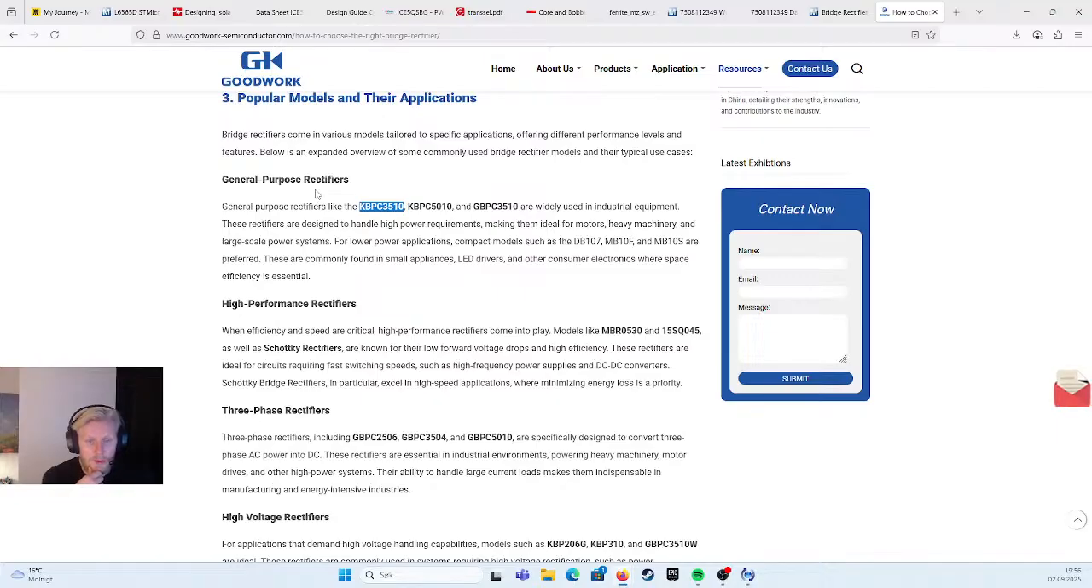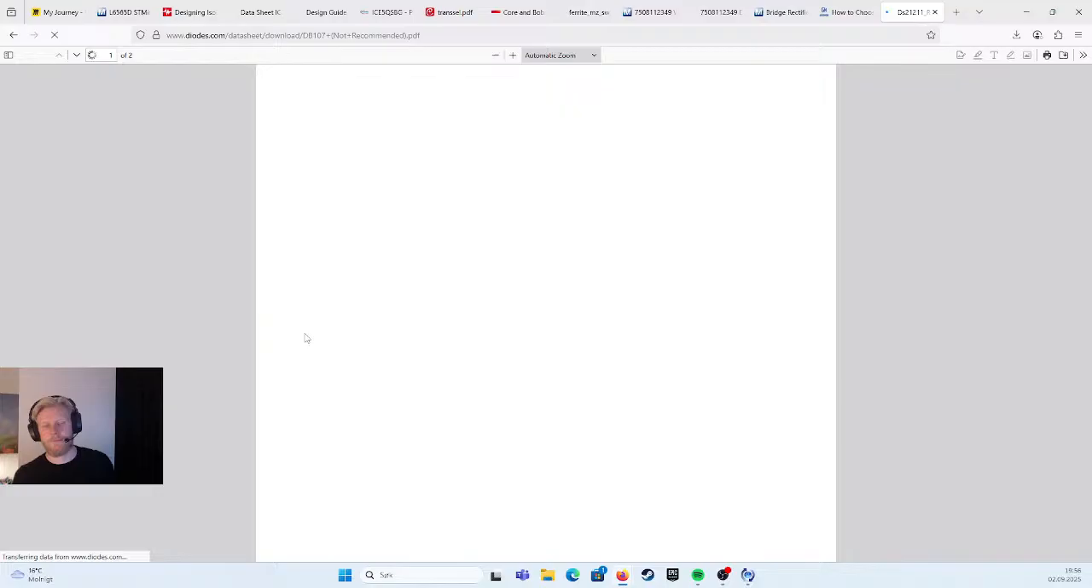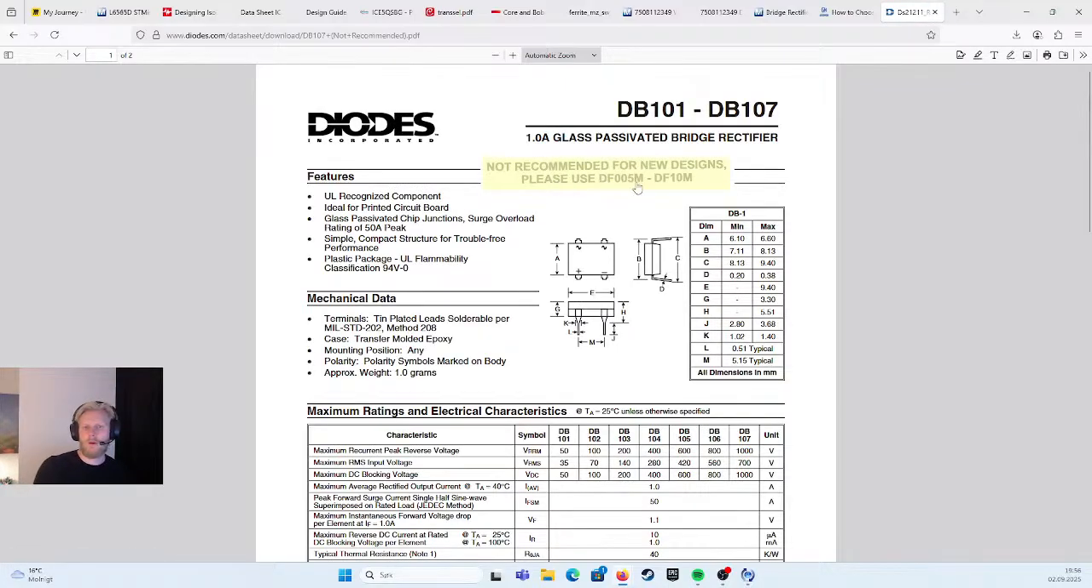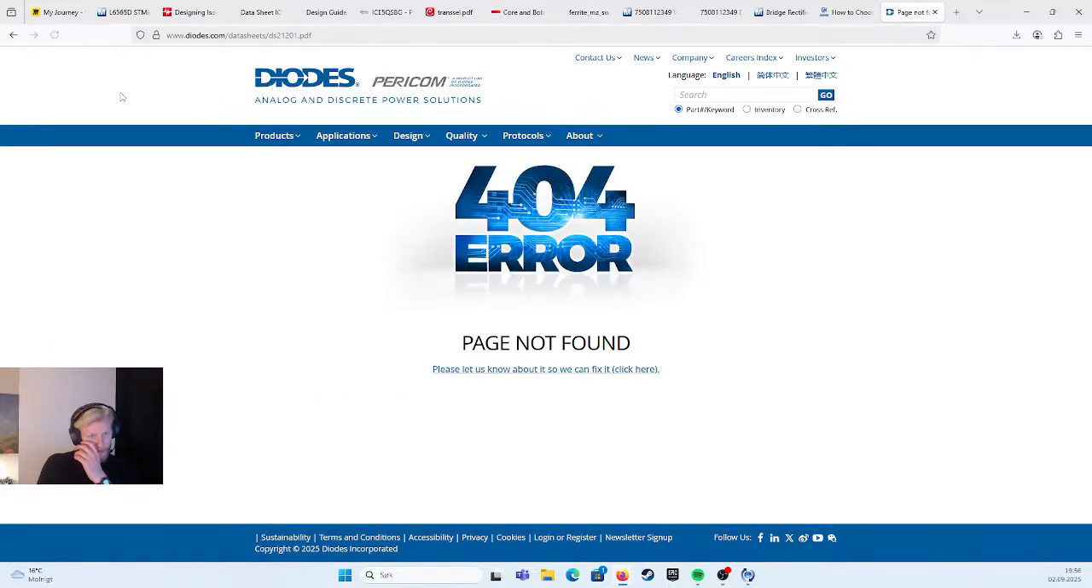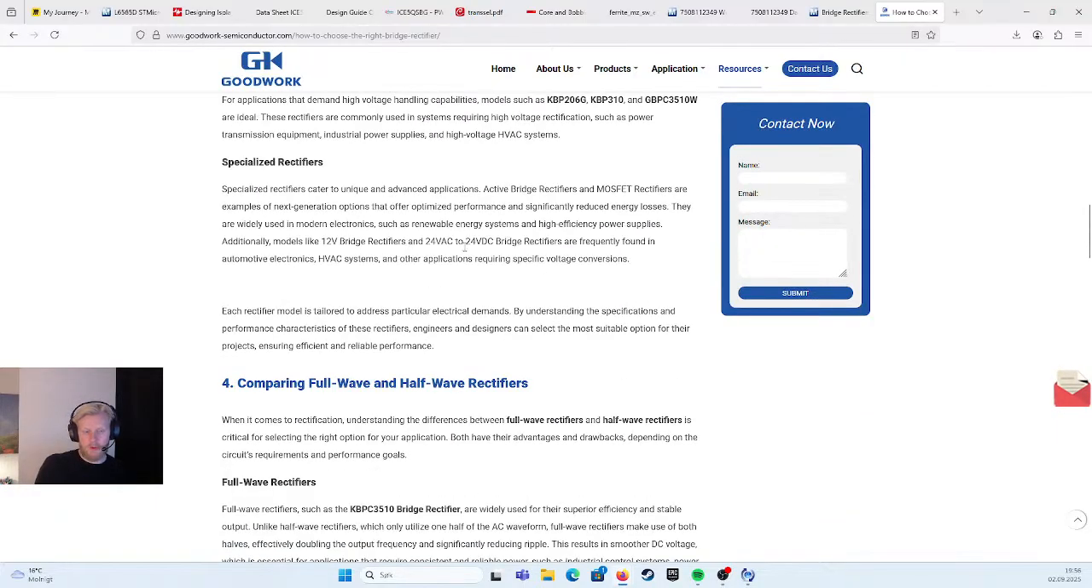These are designed to handle high power requirements, making them ideal for motors, heavy machinery, and large-scale applications. Compact models such as DB107. And I did research on this also in the weekend, and I remember this component. Bridge rectifier. Okay, not recommended for new designs. Please use... not that one. Yeah, but we can choose one of those.